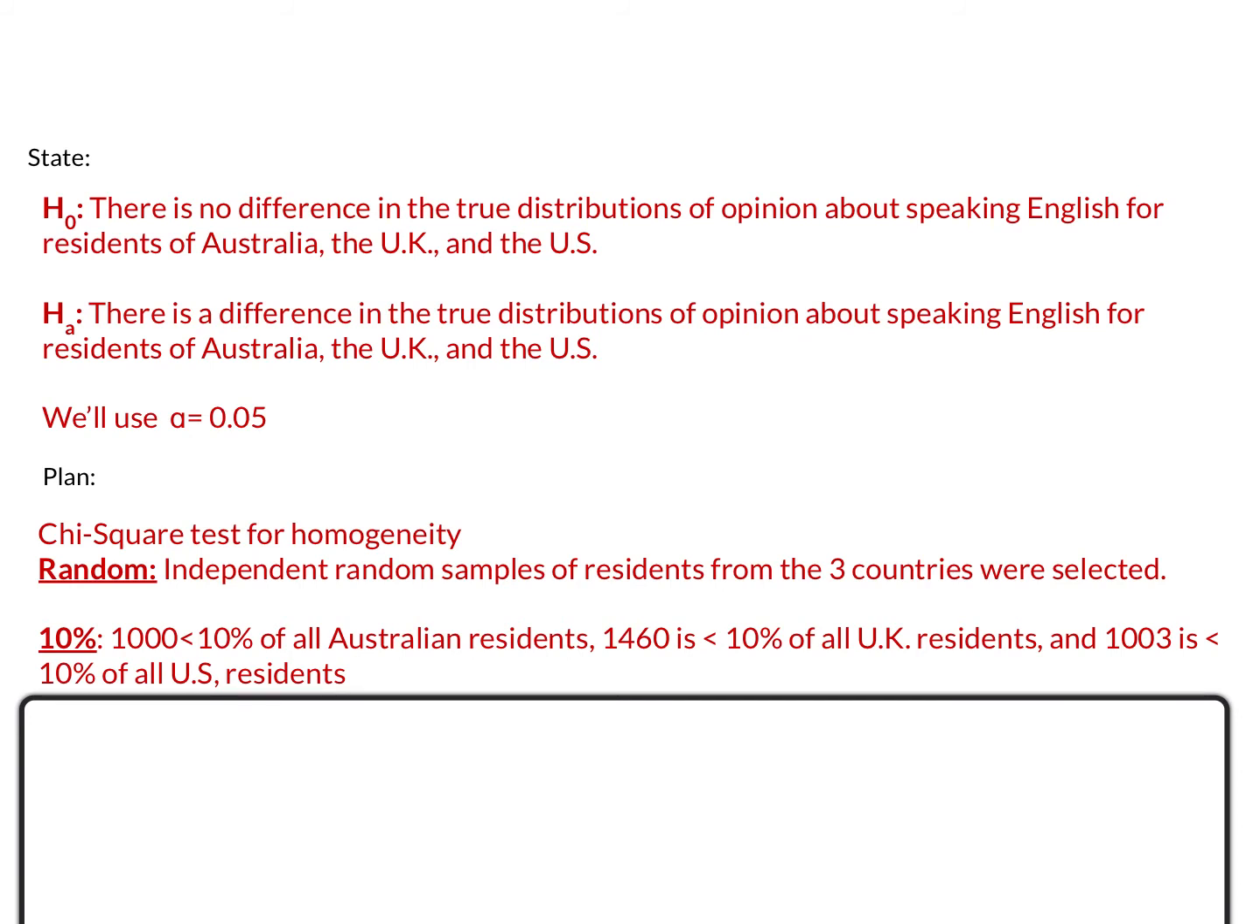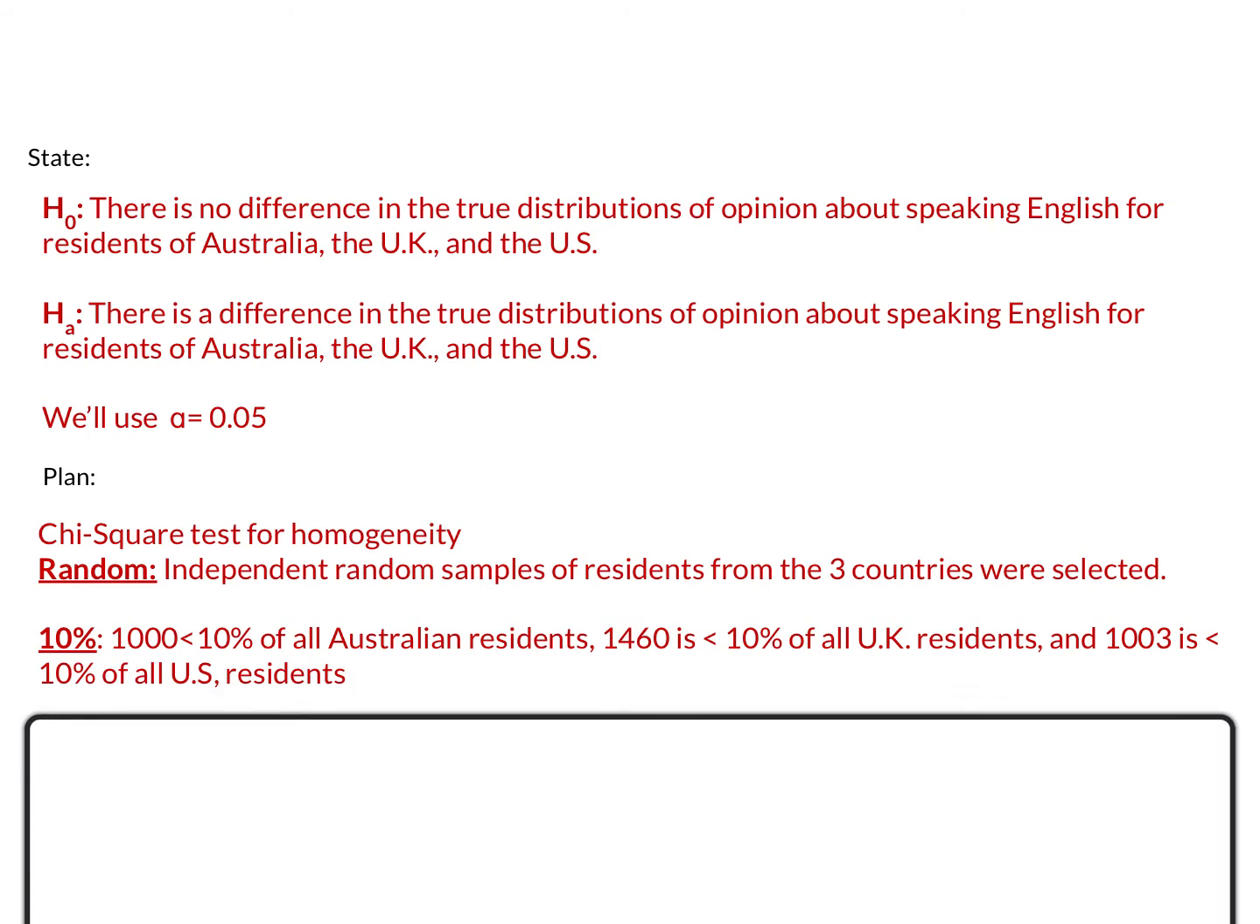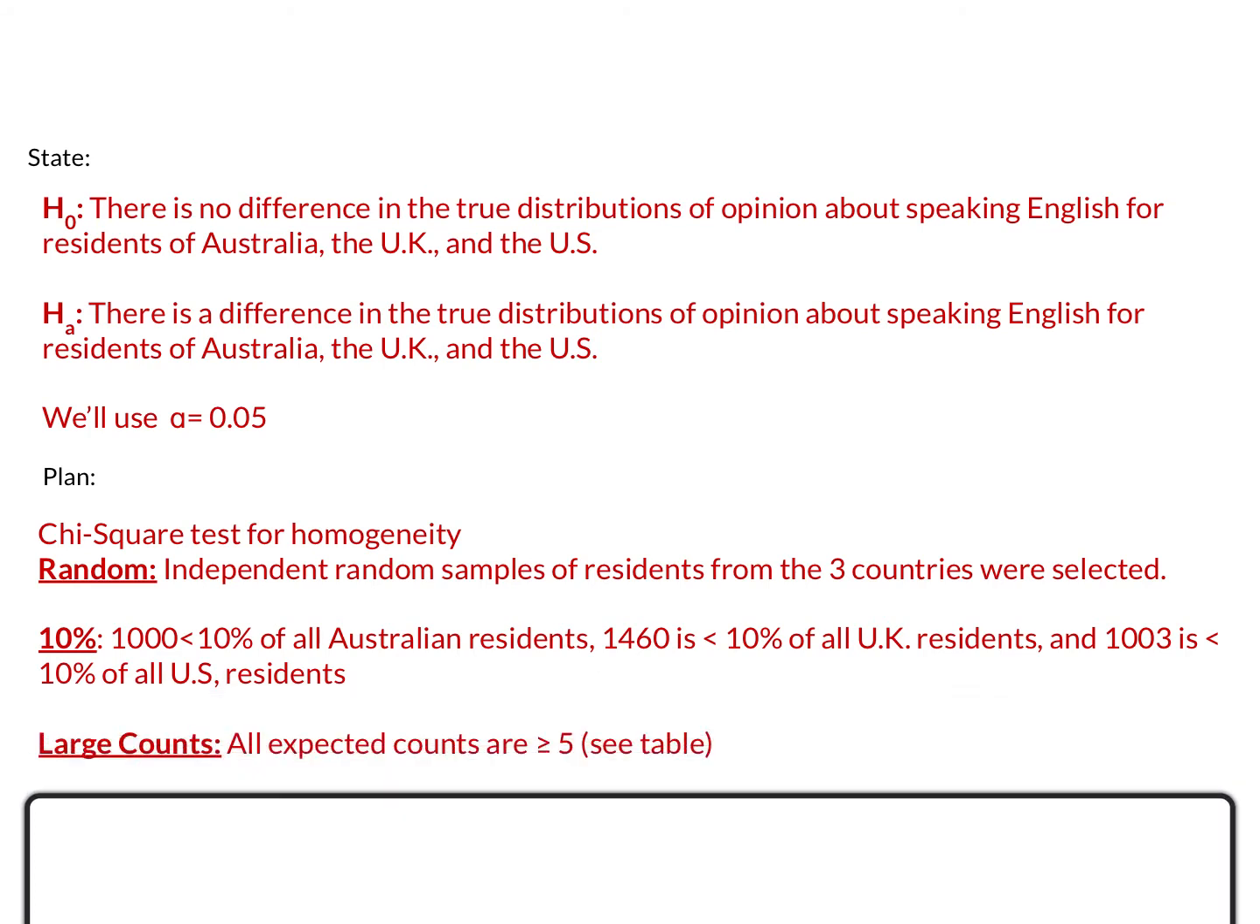So 1,000 is less than 10% of all Australian residents, 1,460 is less than 10% of the UK residents, and 1,003 is less than 10% of all US residents. And then we need to calculate our expected values for our large counts. And I'm saying that all expected counts are greater than or equal to 5, and then I've said see table.